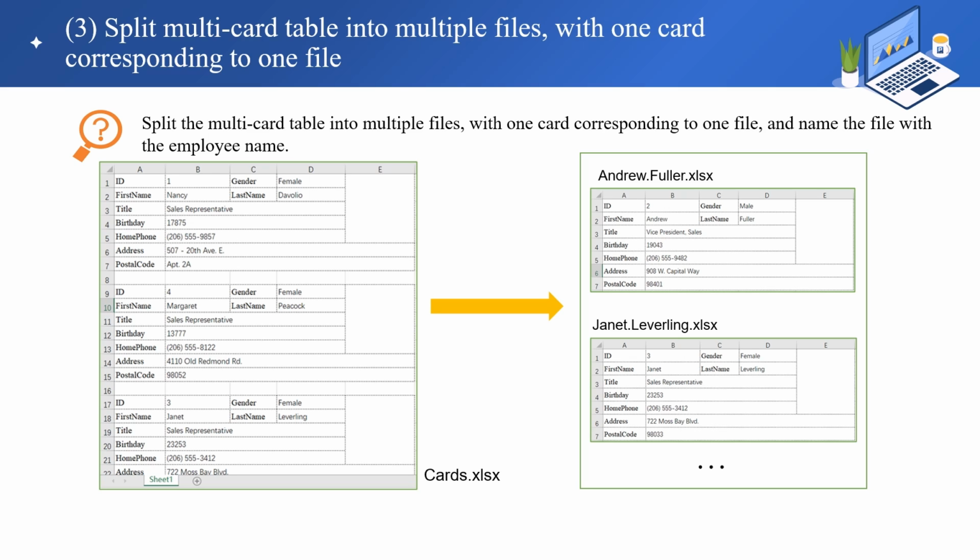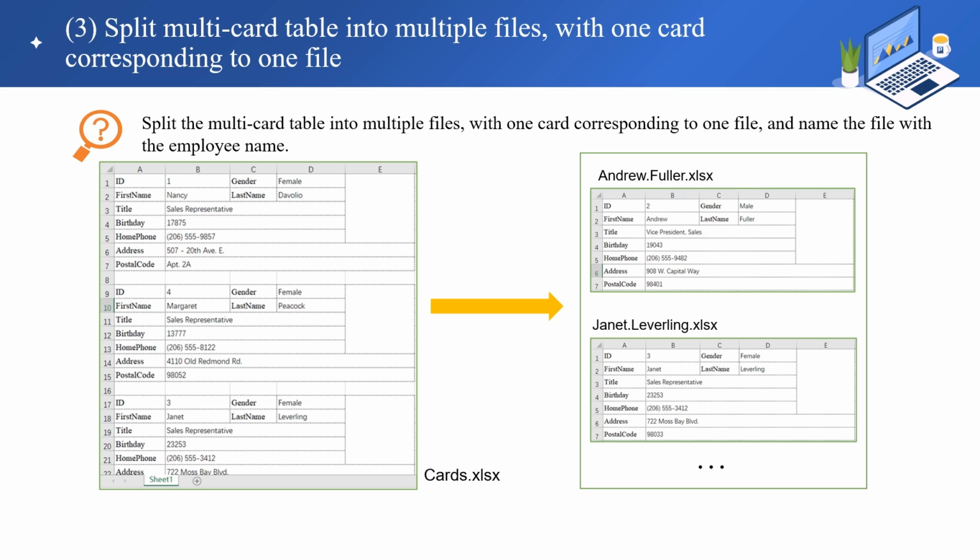By observing the regularity of the data in the left figure, we find that the same information item on each card is stored in the same column. For example, ID and first name information on each card are both stored in column B, and gender and last name information on each card are both stored in column D. In addition, the row where each card's information is located is cyclic. For example, the ID information on the first card is in row 1, and that on the second card and third card is in row 9 and row 17 respectively. That is to say, every 8 rows forms a cycle.